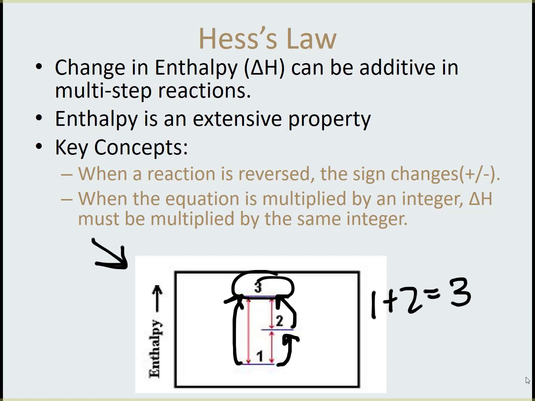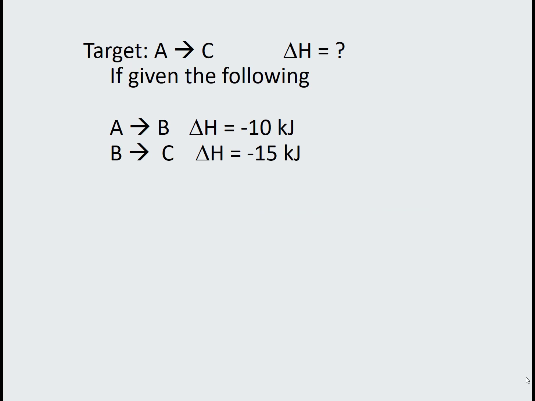So when you look and do Hess's law problems, you need to take into account these 2 important concepts here. When a reaction is reversed, the sign changes. When an equation is multiplied by an integer, such as a 2, then the delta H is also multiplied by that same integer. So in other words, if you multiply an equation through by 2, you're going to multiply the delta H by 2. So we can take a series of equations and manipulate them and add them up, and then I can add up their manipulated delta H's to get the enthalpy of a target equation.